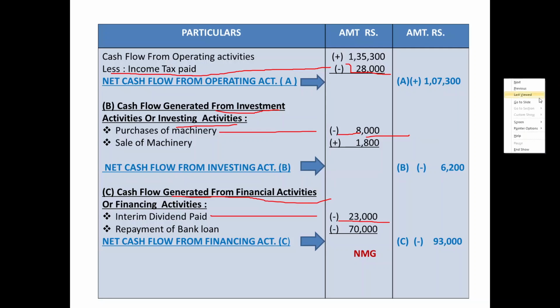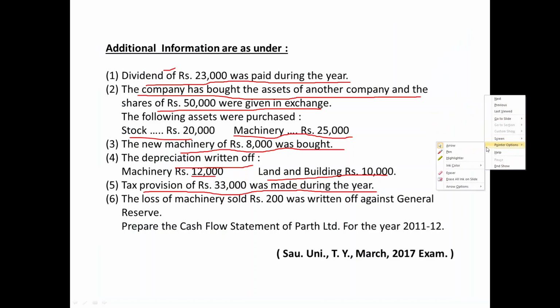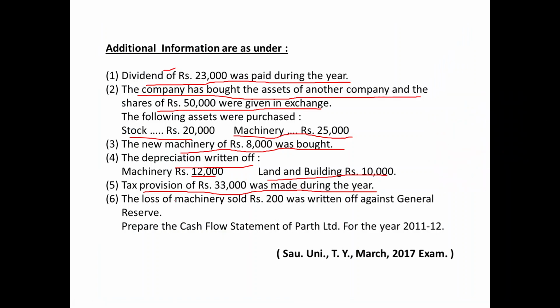Once again, additional information for the last item of the question. Point number 6: the loss on machinery sold, rupees 200, was written off against general reserve. What does this mean? It means the company has sold some machinery. The selling price has not been given. Neither the selling price nor the cost price has been given.